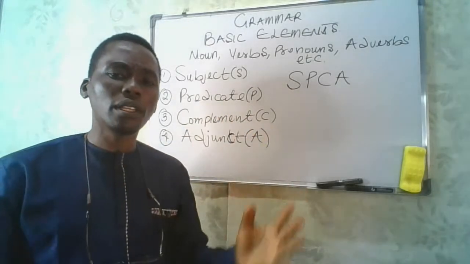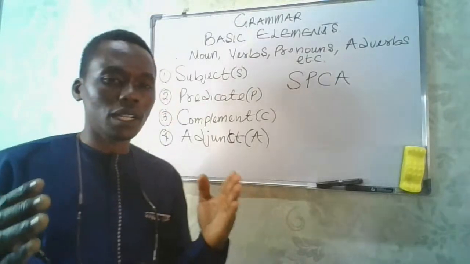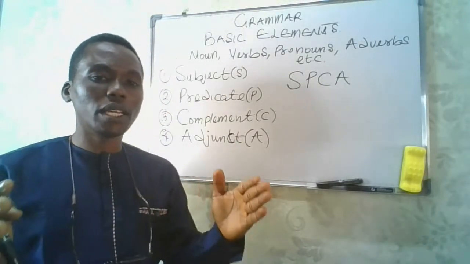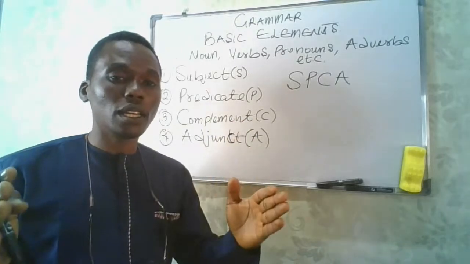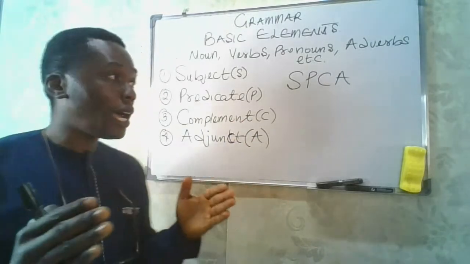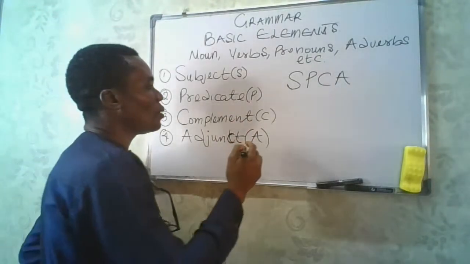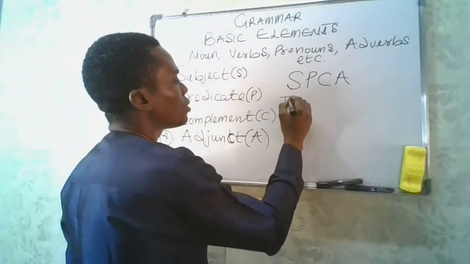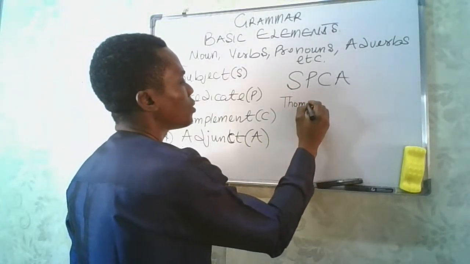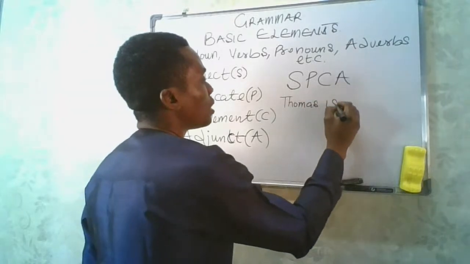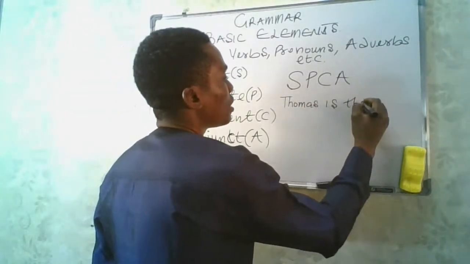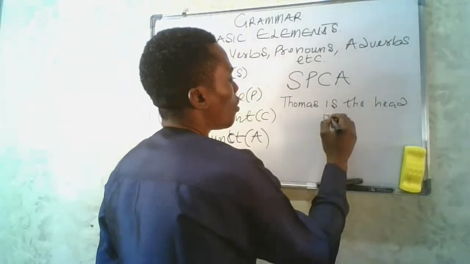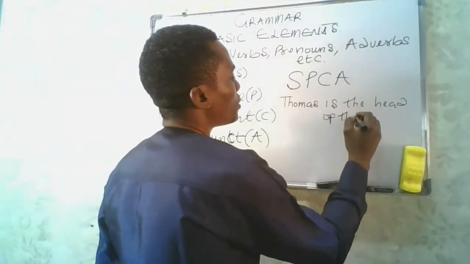Now, how do we bring this together to form a sentence? And what's the essence of coming to know the basic elements of a sentence or a clause? Now, assume that they gave you a question that Thomas is the head of the board.